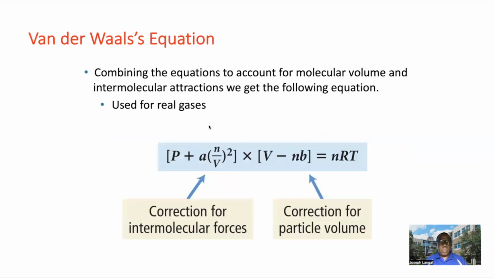Remember, this is the van der Waals equation. It is used to correct for volume and pressure. There is volume correction here, and there is pressure correction here. And it is used for what? For calculating either pressure or volume for real gases, combining the equation to account for molecular volume, which is occupied by the molecules of the gas, and the intermolecular attraction, the force of attraction. We use this.